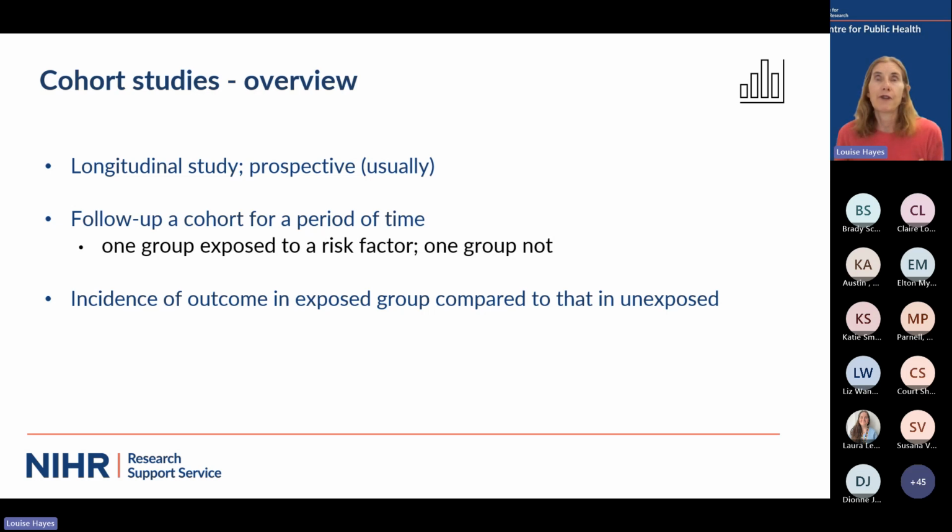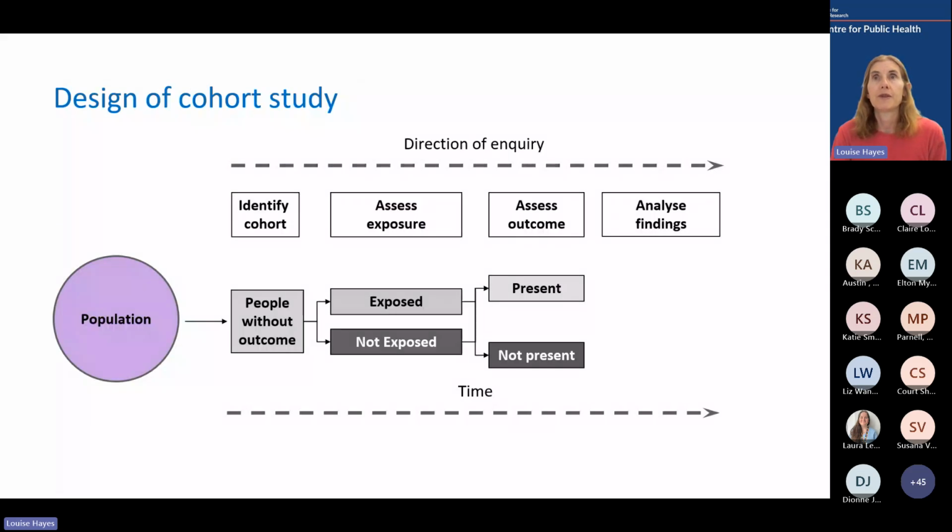And then we'll look at how frequently our outcome that we're interested in occurs in the group that's exposed to the risk factor compared to those that's not exposed. And this is just a schematic of how that study is designed. So we start with the whole population, the big purple circle. We'll identify our cohort, so people without the outcome we're interested in. So if it was asthma, to use our previous example, and then we'd look at whether or not they were exposed to the risk factor that we think is important.